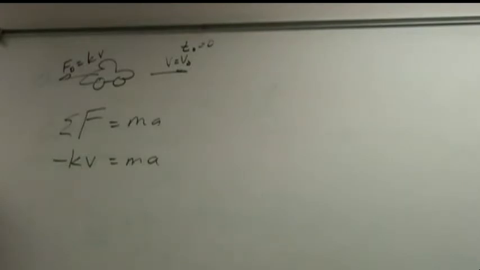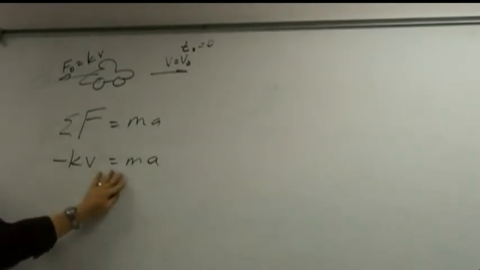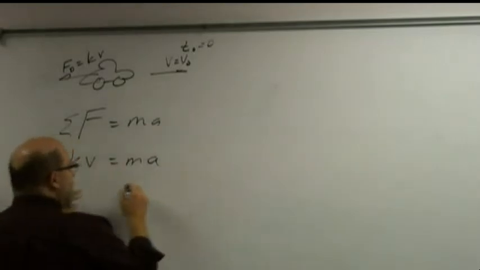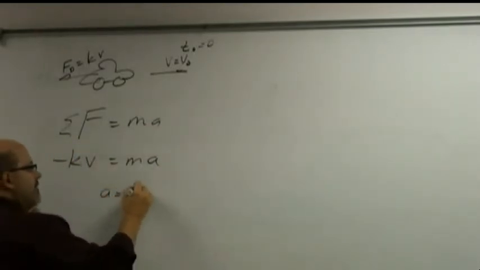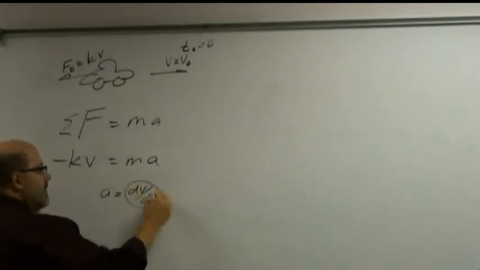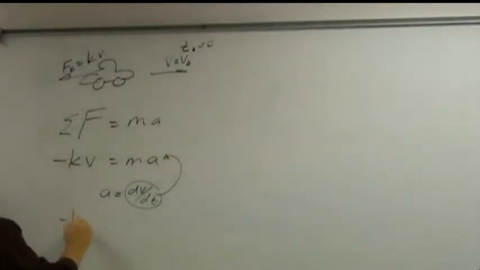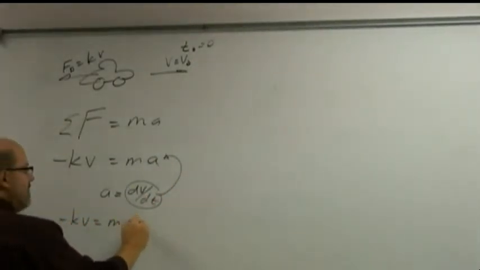Now, everybody, this is the key. This is our next big step. Where do we go from here? Calculus. A equals dv dt. Substitute it in. Negative kv equals m dv dt. That's so nice.